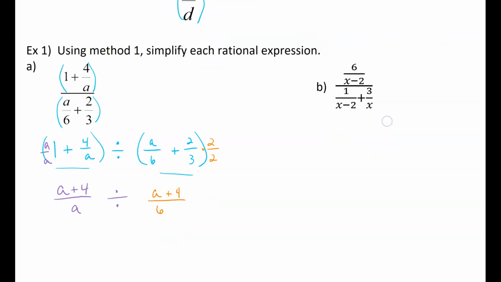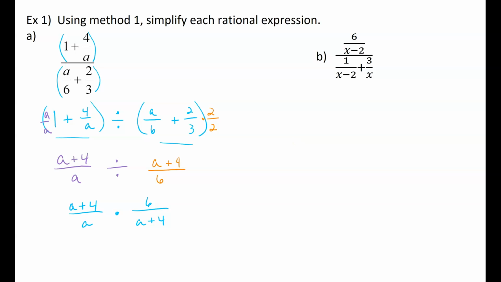All right. So now that I've got a fraction divided by a fraction, I'll do just like we did before. Keep the first term, change this division to multiplication, and flip the second term. So this becomes 6 over A plus 4. And then what nice thing happens? Yes, the A plus 4s are going to divide out. That's gone, that's gone. And in the end, we simplified down to 6 over A.